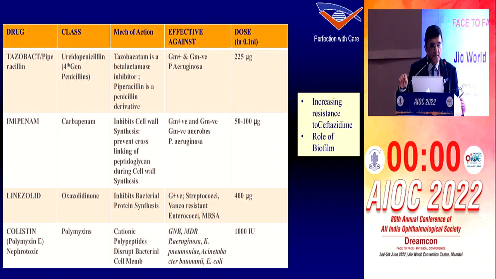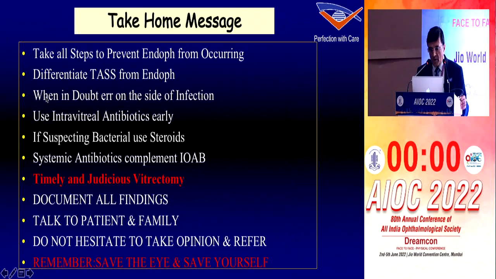There is an increasing resistance to Ceftazidime. There's a study published by LVP recently. The resistance to Ceftazidime is almost 60% in the cases which reach what LVP has published. So many of us are combining Vanco with Tazobact, but yes, Ceftazidime still works, and we should continue doing that.